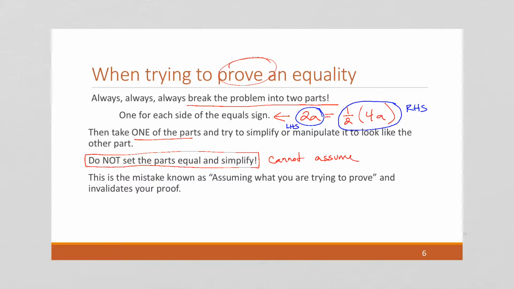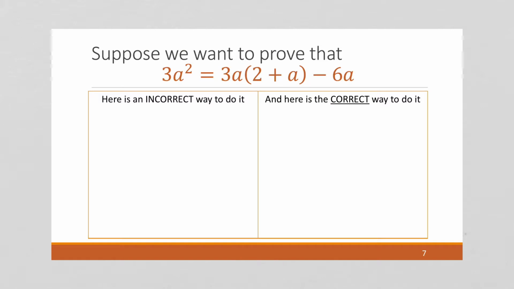All right, this mistake is known as assuming what you were trying to prove, and it makes your proof invalid. So don't do it. Really quick, I'm going to go through an example of this.